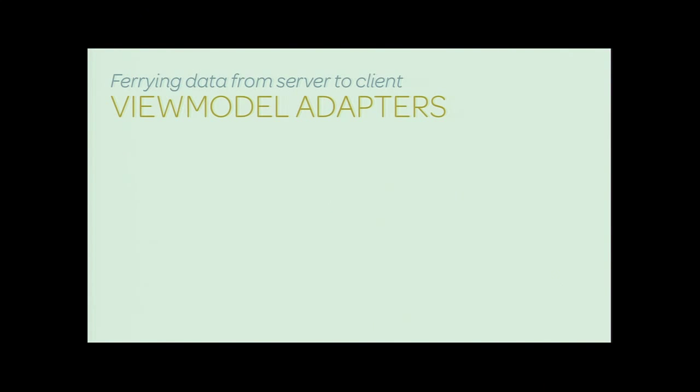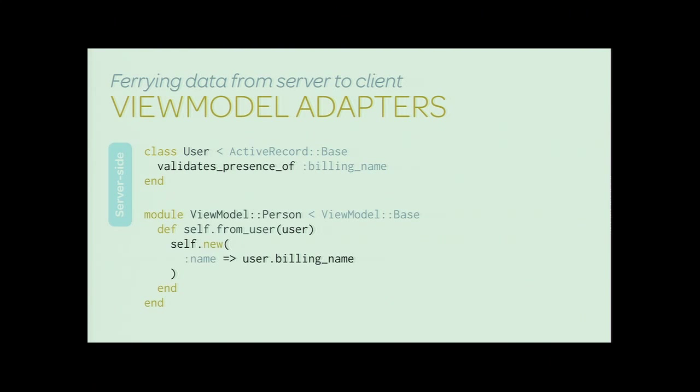The first interesting thing I think to look at is ferrying data from the server to the client. So how do these view model adapters actually work to help us get data from one place to the other? Starting out on the server side, if we look at some Ruby code briefly, this is a really simple data model, a database model of a user, and it has a billing name property. And then we have this thing which is a view model adapter. So we've got a view model on our client that represents a person in our interface. And we can make a person with this class method from a database model of a user. And what this does is it maps the server-side data properties to the associated client-side data properties.